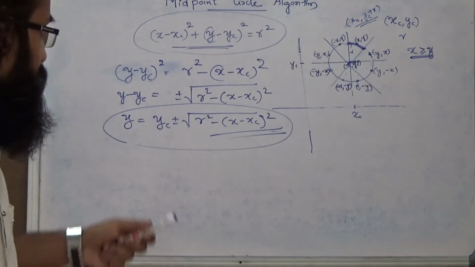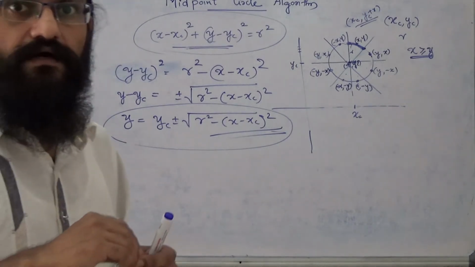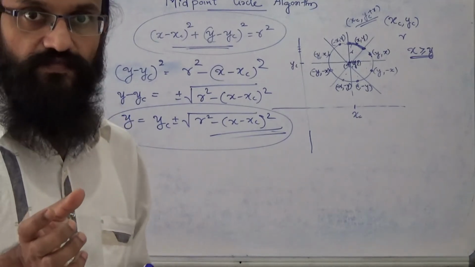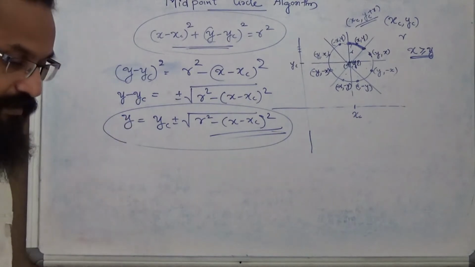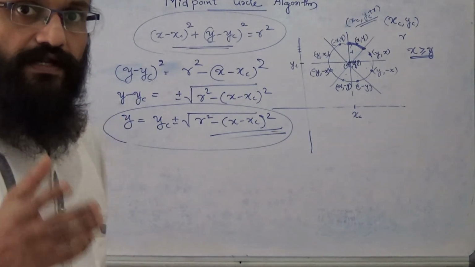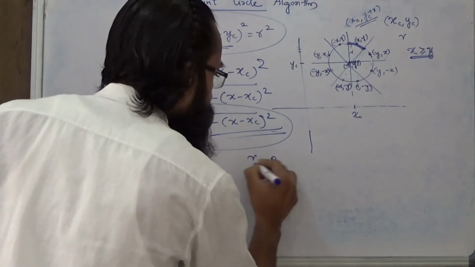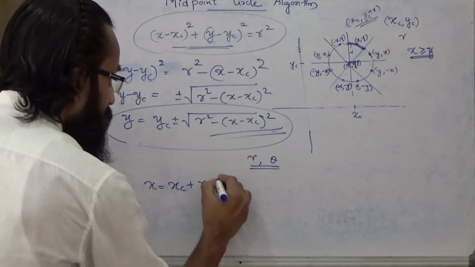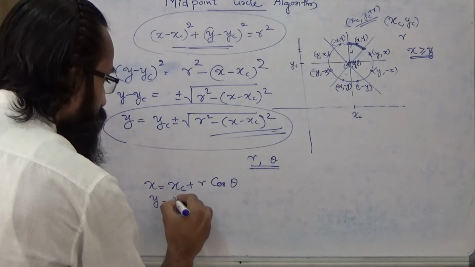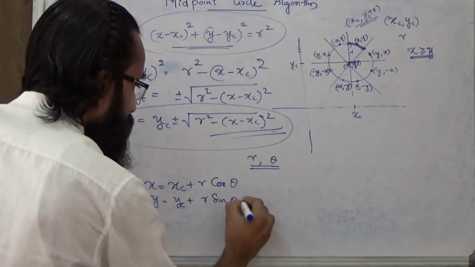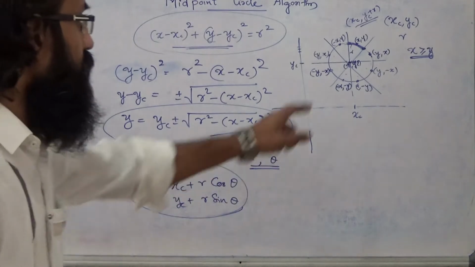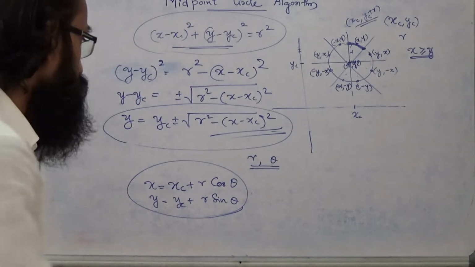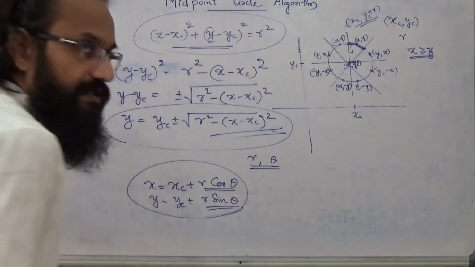Another problem with this method is that the points computed need not be continuous. There exists some gap between the successive points computed using this equation, and that problem can be resolved using the polar coordinate system, r and theta. So you can use the polar form of the equation, x equal to xc plus r cos theta and y equal to yc plus r sin theta, to determine each and every point on the circumference of the circle. Here also it increases the computation cost because it involves trigonometric calculation.